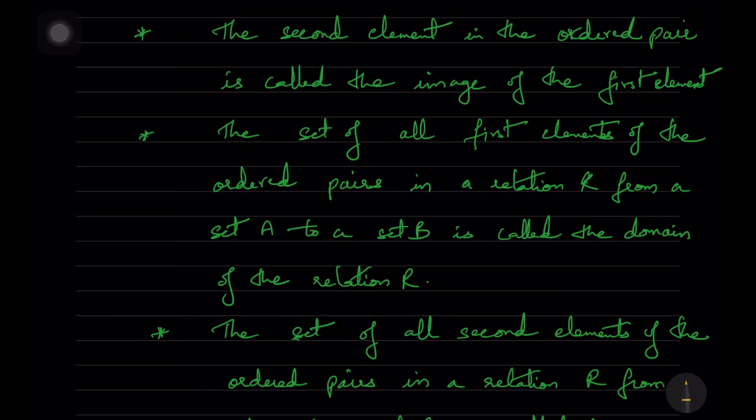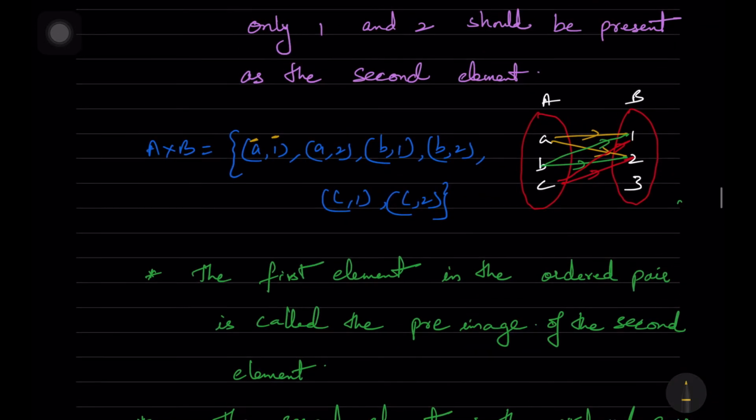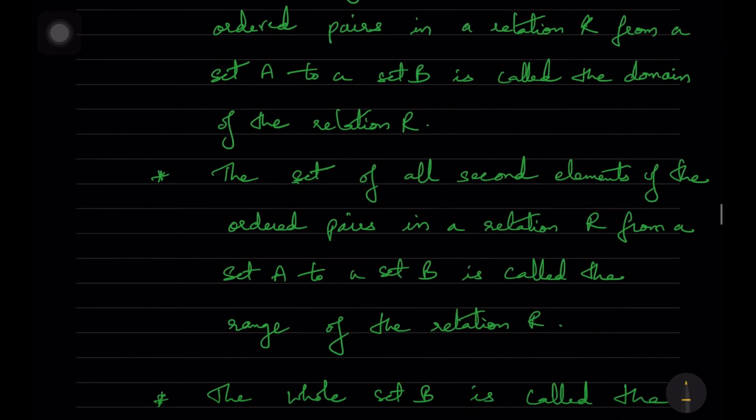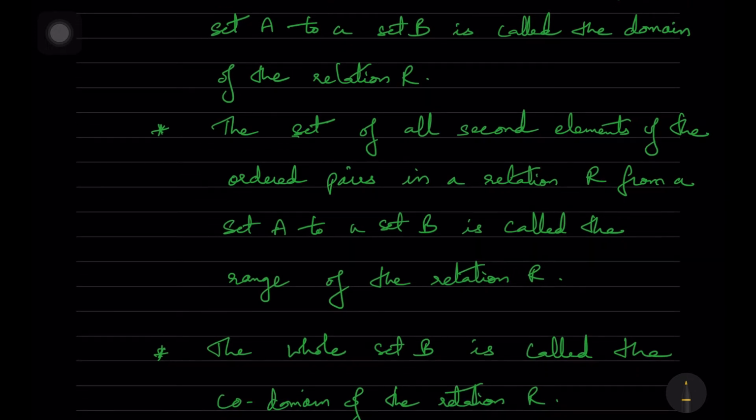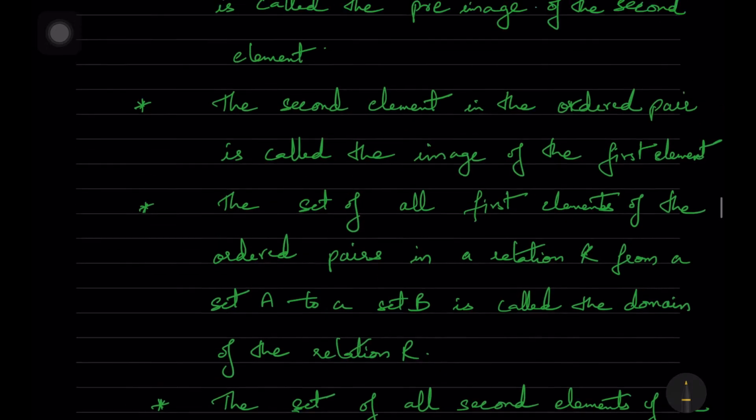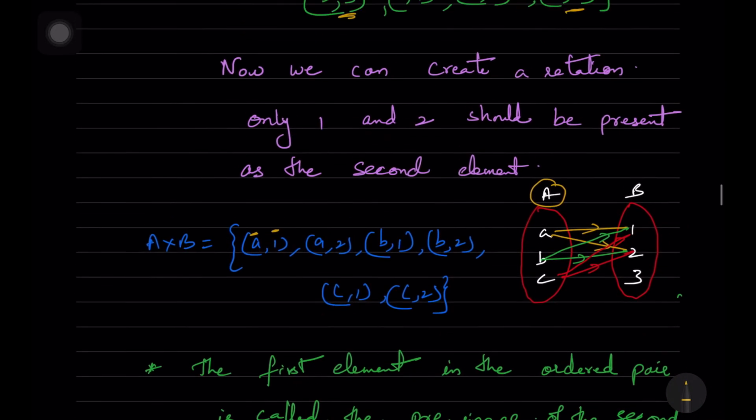So the set of all first elements of the ordered pairs in a relation R from a set A to a set B is called the domain of the relation. Here, all the elements which are there in A, that is A, B, C, are called the domain. Next, the set of all the second elements of the ordered pairs in a relation R from a set A to set B is called the range of the relation.